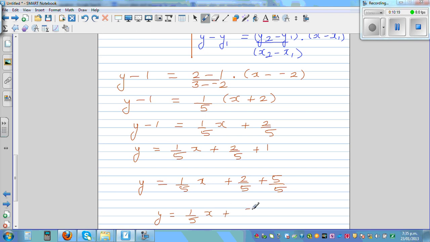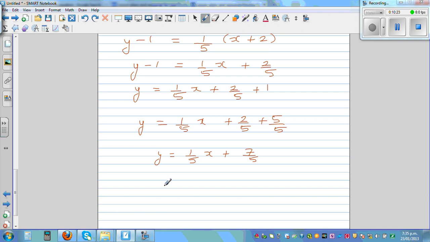plus 7 fifths. And if you want to write this as a decimal, 1 fifth is 2 tenths, which is 0.2x, and 14 out of 10 is 1.4. So this is your final answer: y is equal to 0.2x plus 1.4, or writing it as a fraction, 1/5 x plus 7/5.